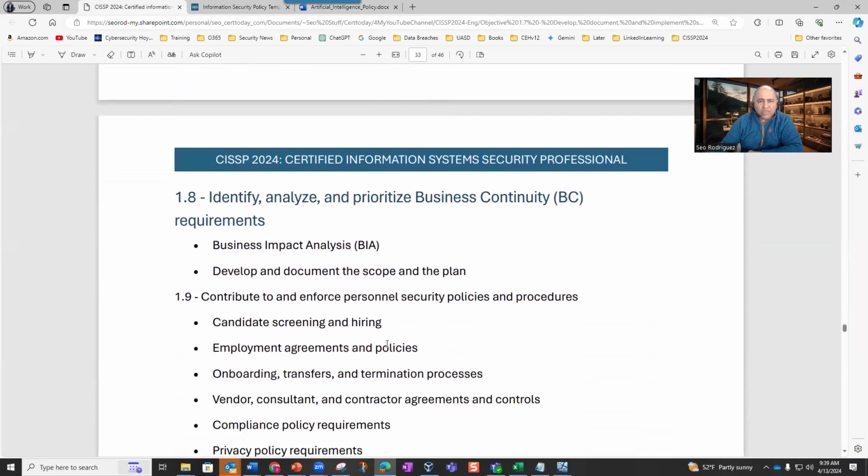Okay. With that, we conclude objective 1.7. In the next section, we will cover objective 1.8, identify, analyze, and prioritize business continuity requirements, or BC. Hope to see you in the next chapter.